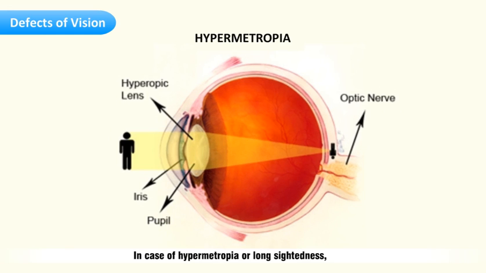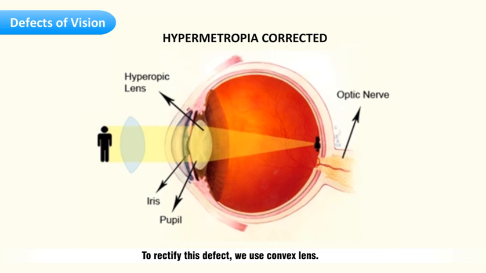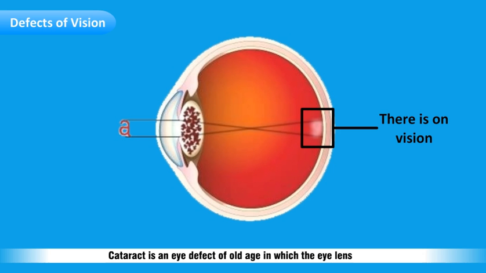In case of hypermetropia or long-sightedness, the eye cannot see nearby objects clearly. It is because the image of a nearby object is formed behind the retina. To rectify this defect, we use a convex lens.